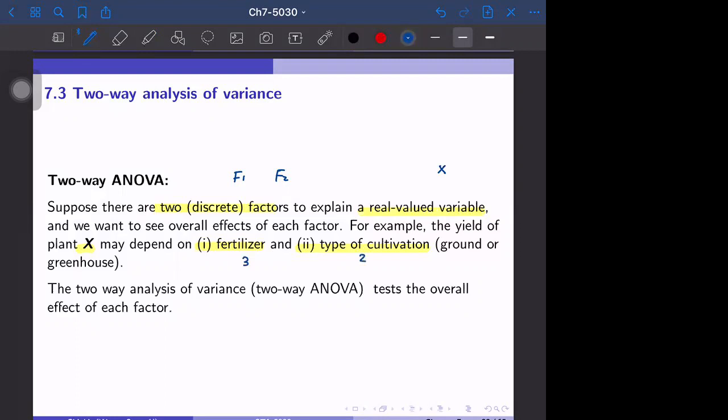So multiple levels. And the two-way analysis of variance tests the overall effect of each factor. So fertilizer affects the yield, and also the type of cultivation affects the yield.